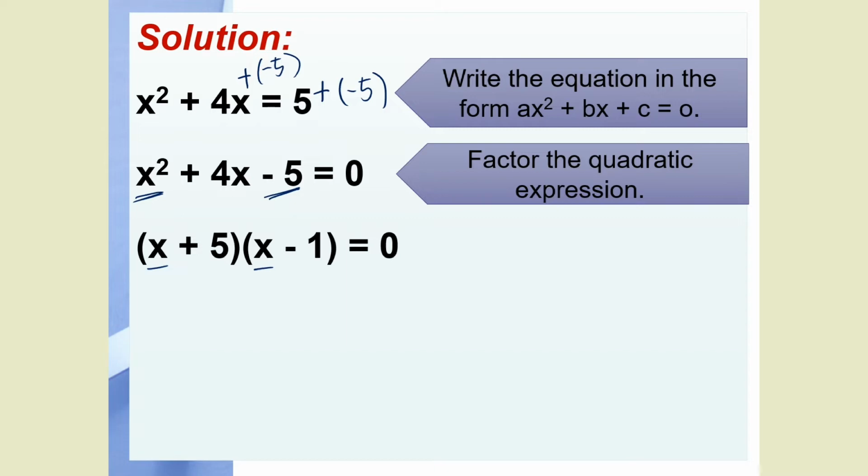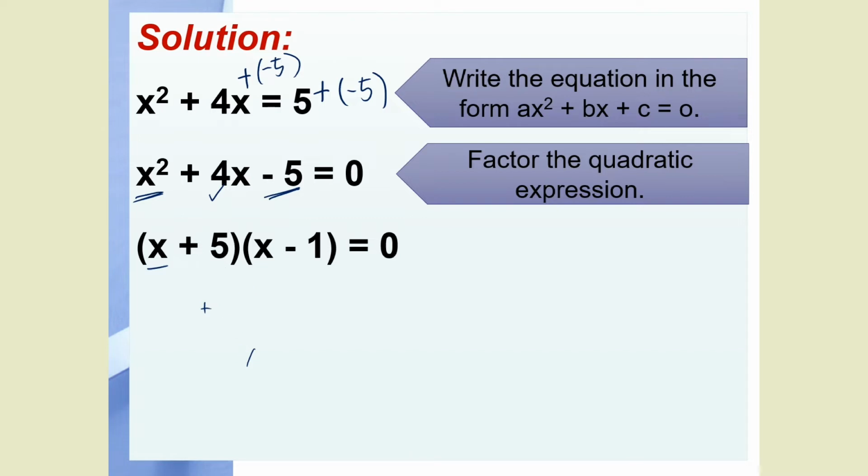And then, after factoring the first term and the last term, try nyo mag-FOIL method to check the middle term kung positive 4x ang lalabas. Since we have here 5 times x ay 5x, and x times negative 1 ay negative x, and combining these two, we will get 5x plus negative x ay 4x. So, check sa middle term. Ibig sabihin lamang nito na tama yung ating factors na ginamit.